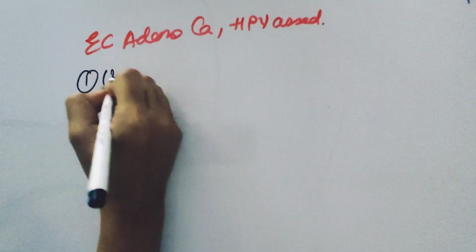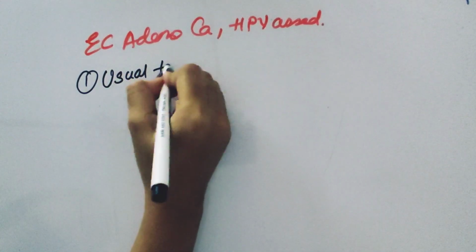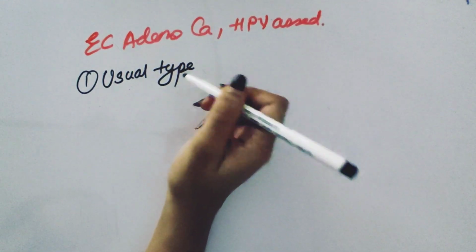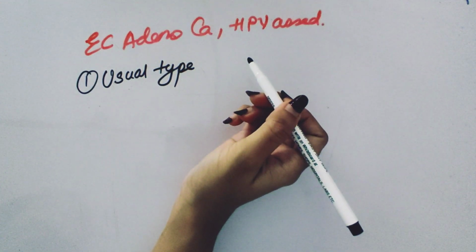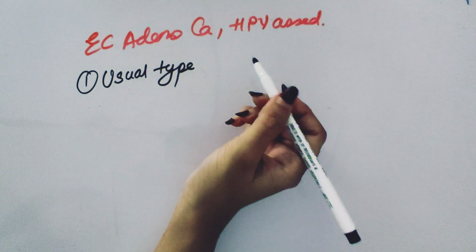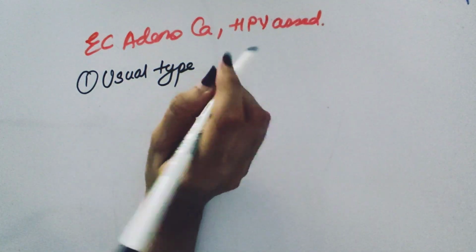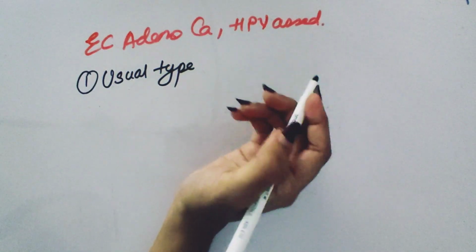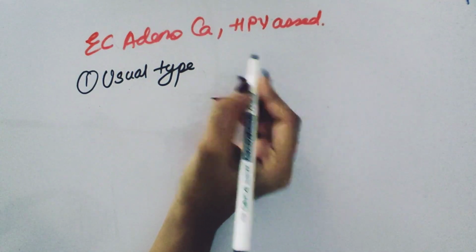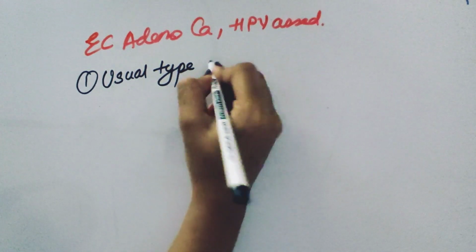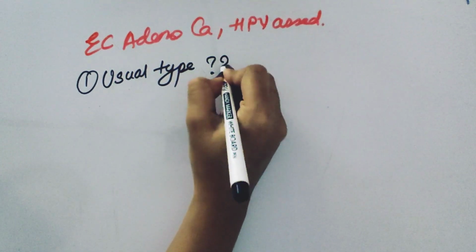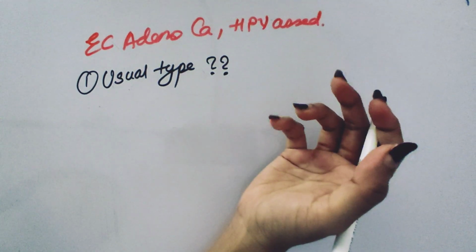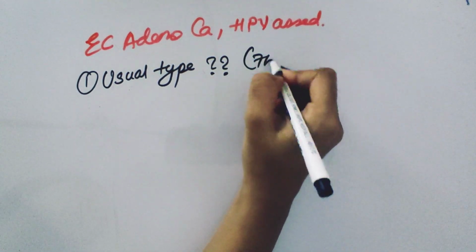In that, the first one was usual type. So what was the classification if you want to revise it? It was usual type, mucinous type, glandular variant, and there was adenocarcinoma not otherwise specified, which I won't be telling because it is those carcinomas which are not included in any of these three. So usual type, why is it called usual type? It's basically what we usually call the conventional type or the classical type. That is why it is called usual type, because it is the most common type.